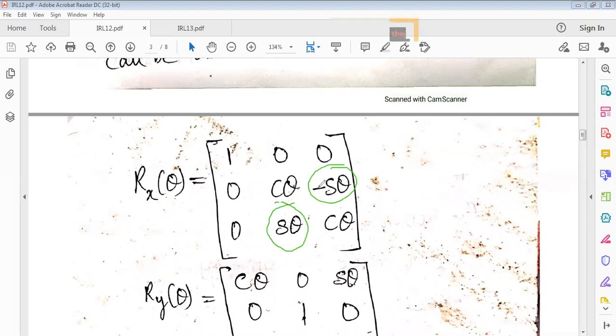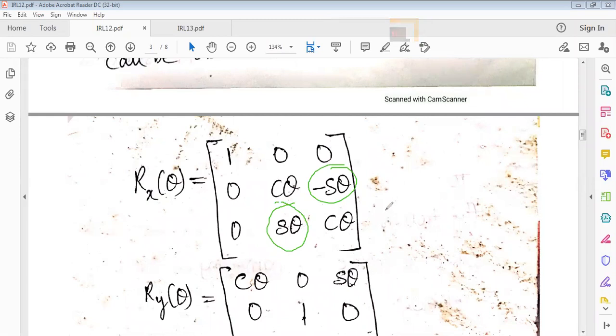This minus sin theta is in the i plus 1th row. So the off-diagonal element here is minus sin theta. In the i plus 2th row, this is sin theta. Okay, so these two are in cyclic order.